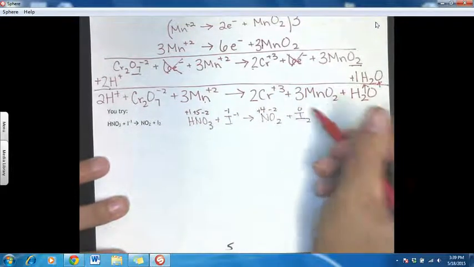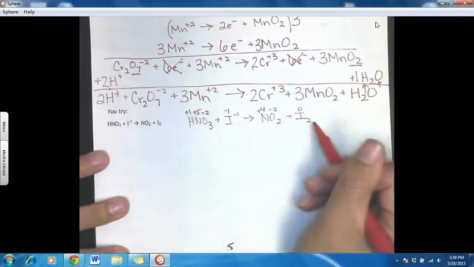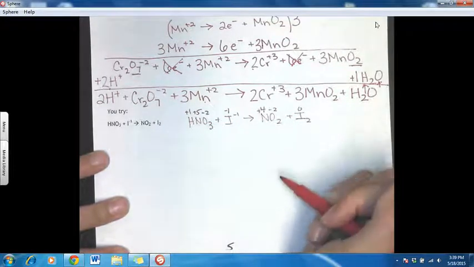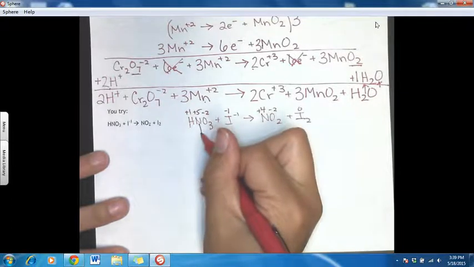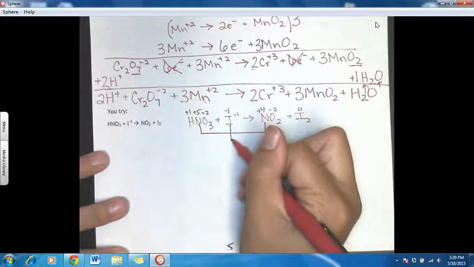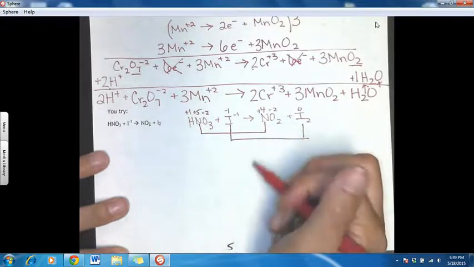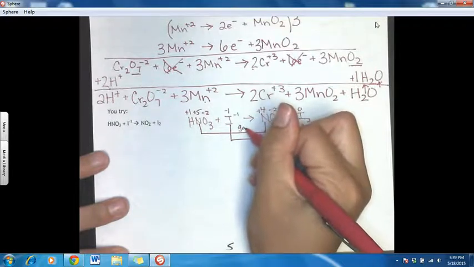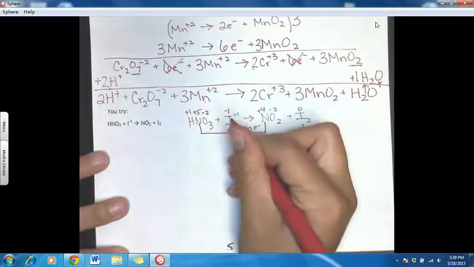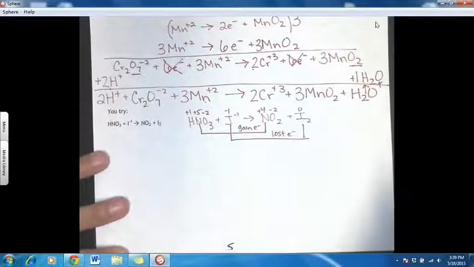Iodine, elemental form by itself. Hydrogen, we don't even have it on the right, so we can't worry about it. Nitrogen goes from 5 to 4. Iodine goes from -1 to 0. Nitrogen becomes more negative, so it gains electrons. Iodine becomes more positive, so it lost electrons.